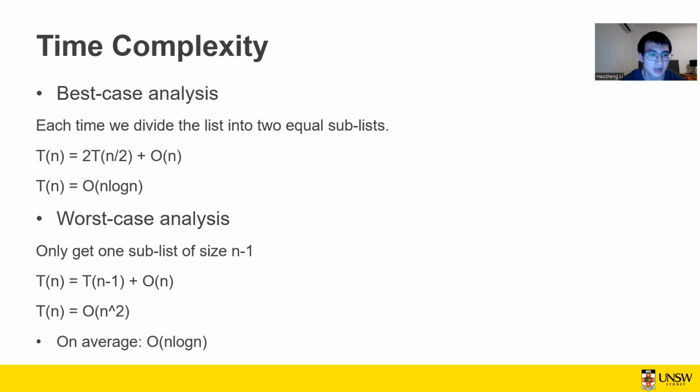Now we take a look at the worst case analysis. The worst case of quicksort is only getting a sublist of size n - 1, which means T(n) should equal T(n-1) plus O(n). And by unwinding this formula, we should get that T(n) is equal to O(n^2). On average, the time complexity of quicksort is O(n log n).